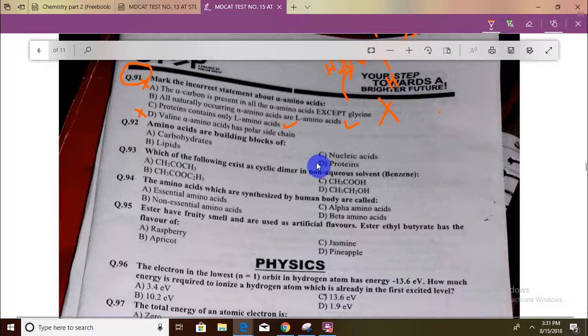Which of the following exist as a cyclic dimer in aqueous solvent? And the answer is the only carboxylic acid, because they do that. The amino acids which are synthesized by the human body are called non-essential amino acids, and esters are used as artificial flavors. What about ethyl butyrate? And again, it's simple memorization. The answer is pineapple, and you need to really memorize this table. It's pretty important.